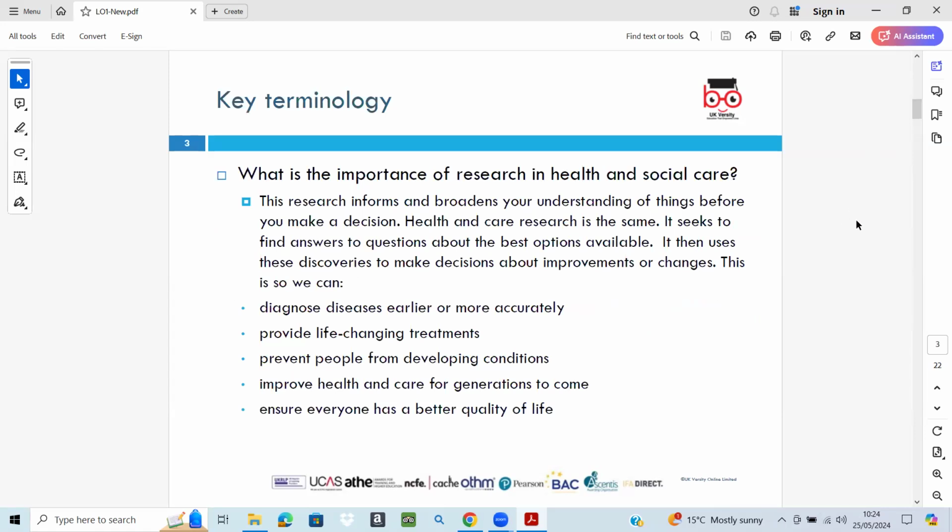So now our next slide is about the key terminologies. What is the importance of research in health and social care? Right, okay.